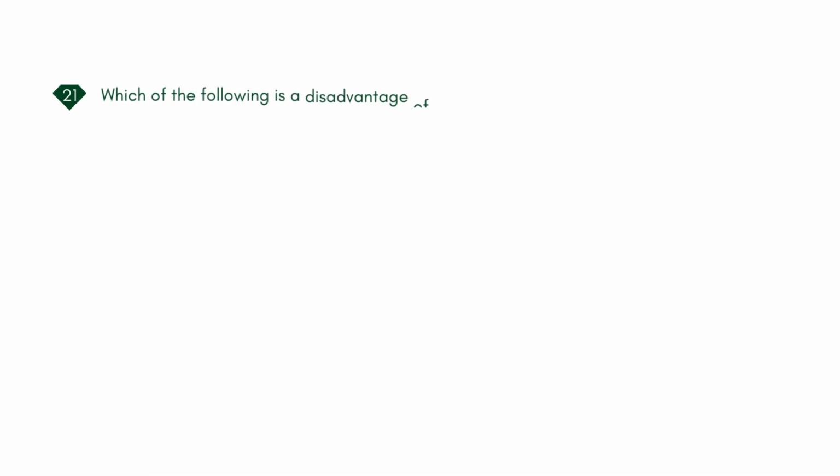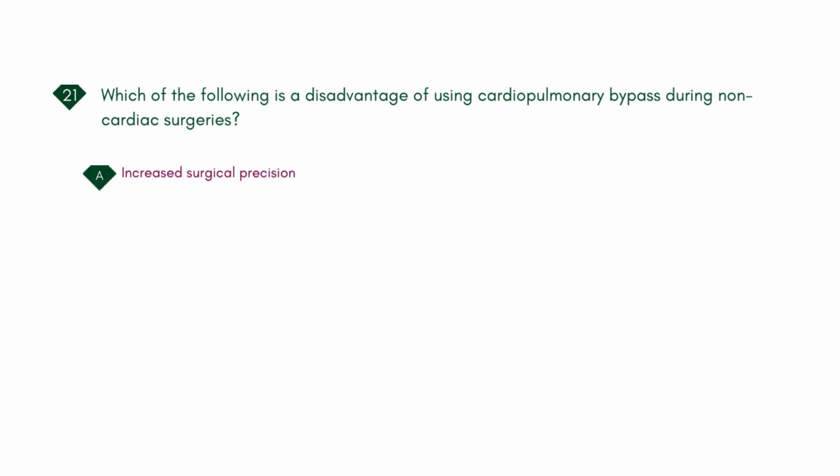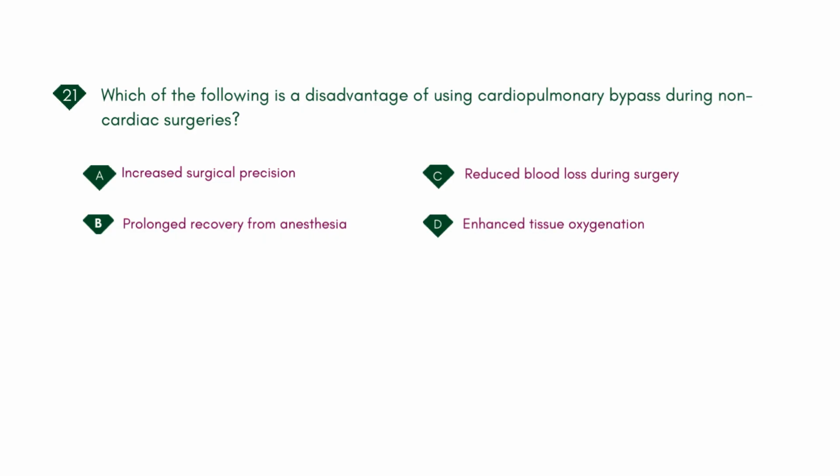Which of the following is a disadvantage of using cardiopulmonary bypass during non-cardiac surgeries? A. Increased surgical precision. B. Prolonged recovery from anesthesia. C. Reduced blood loss during surgery. D. Enhanced tissue oxygenation. Answer: B.